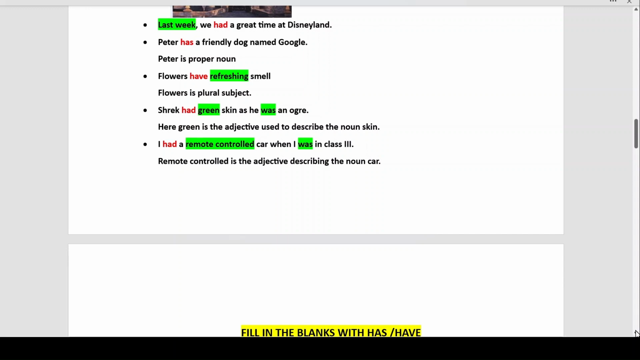One, you will check first whether the subject is singular or plural. After that, if it is singular, then you will check whether it is in third person. After that, you will check whether the sentence is in present tense or past tense. If it is in present tense, depending on singular or plural subject, you will use has and have. If it is in past tense, you will use had. That is the concept. We will do one more exercise.